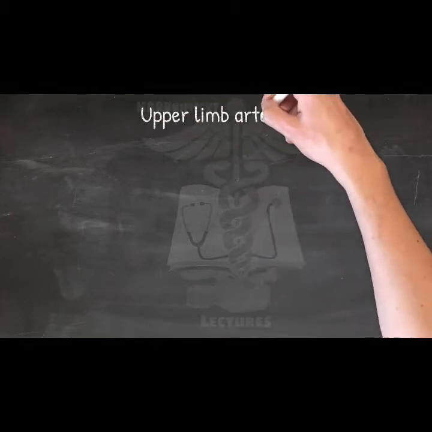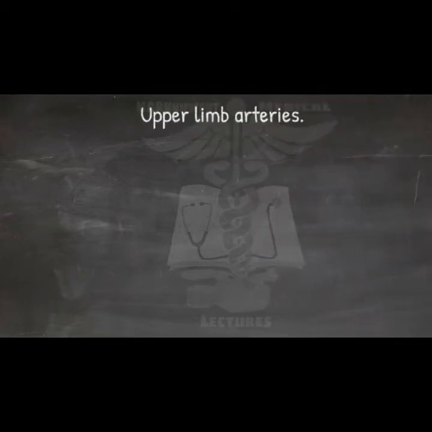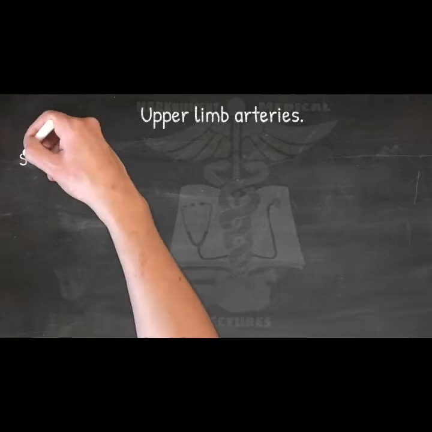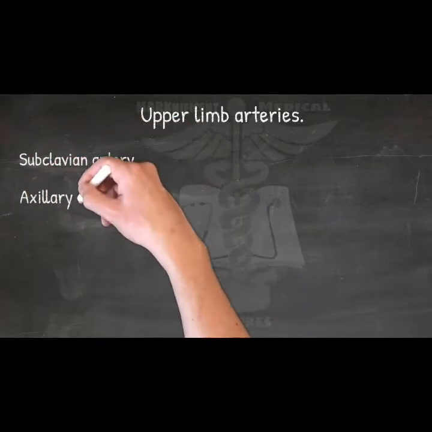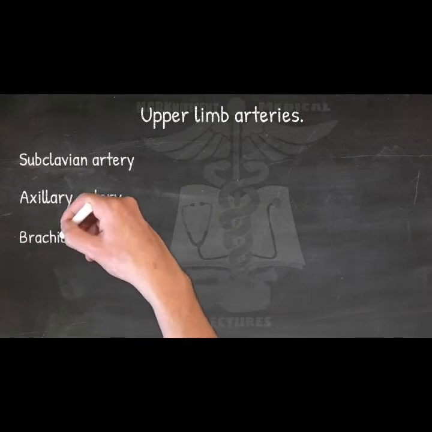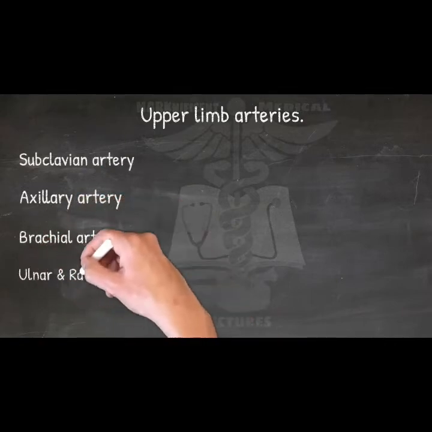Upper limb arteries. The main artery supplying blood to the upper limb is the subclavian artery. The trunk of the subclavian artery is continuous throughout the entire upper limb. During its pathway, the artery changes its name based on the region it supplies. Thus, the major named arteries of the upper limb are the subclavian artery, the axillary artery, the brachial artery, and the ulnar and radial arteries.